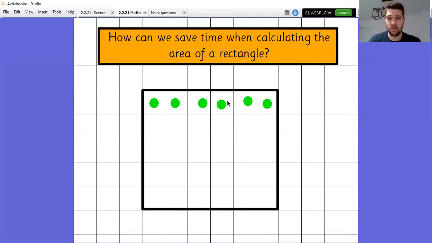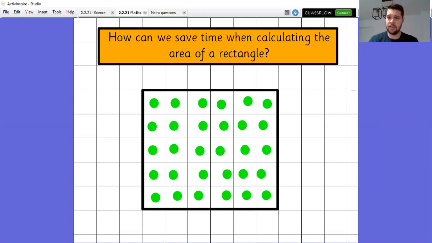So 1, 2, 3, 4, 5, 6. I'm going to count another row of 6, and I'm going to put my dots in for another row of 6, and another row of 6, and another row of 6. And then I can add them all up. 1, 2, 3, 4, 5, 6, 7, 8, 9, 10, 11, 12, 13, 14, 15, 16, 17, 18, 19, 20, 21, 22, 23, 24, 25, 26, 27, 28, 29, 30. So the area for this particular rectangle is 30 centimeters squared.